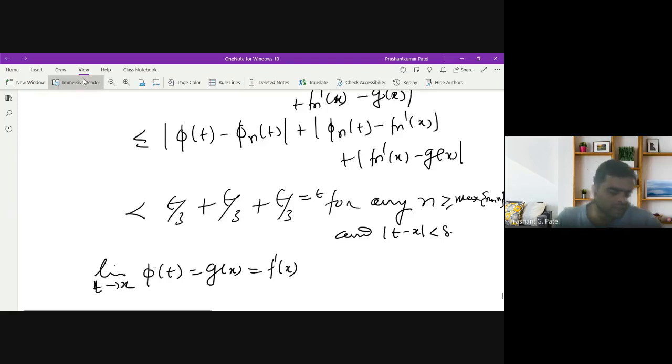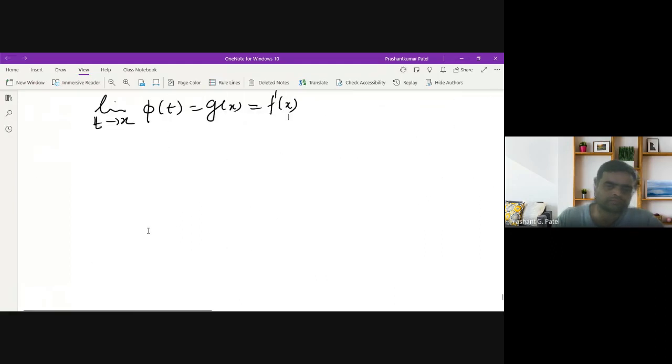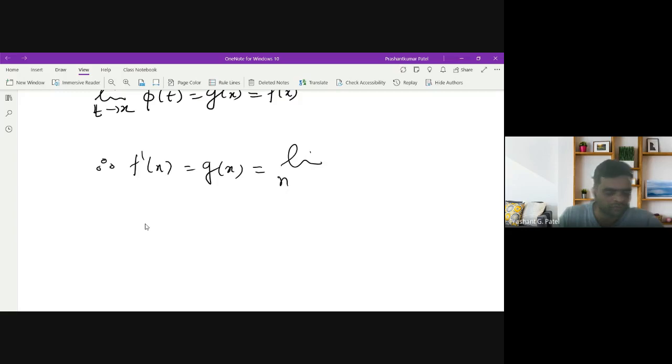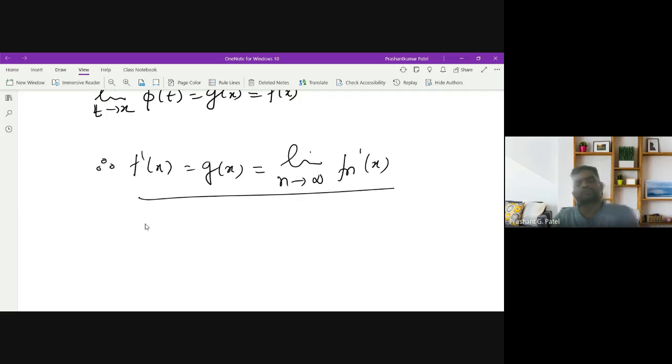And hence, we can say that f dash of x is equal to g of x, and hence g of x is nothing but the limit of n tends to infinity fn dash of x. So which completes the proof of that limit and integration is interchangeable.